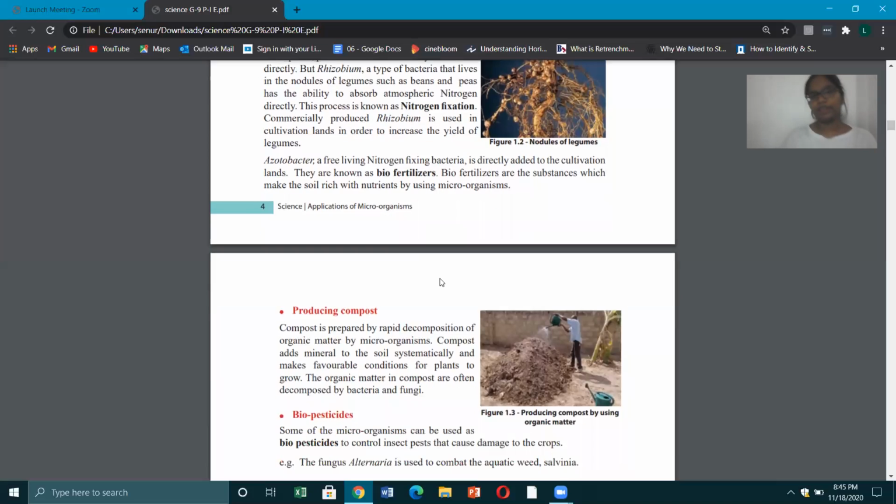And what are biofertilizers, students? They are the substances which make the soil rich with nutrients by using microorganisms.